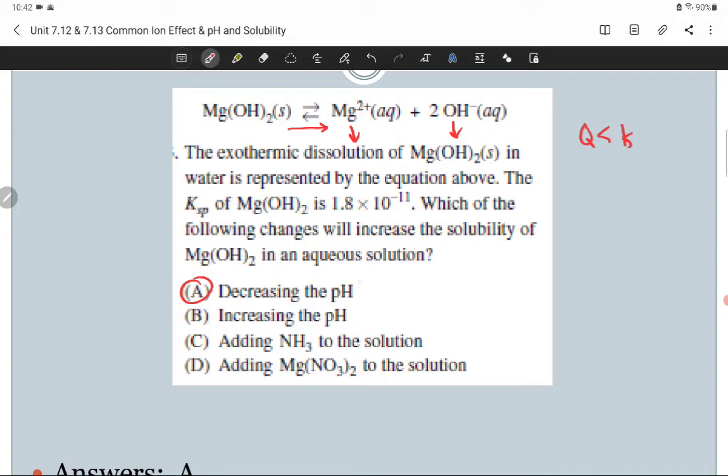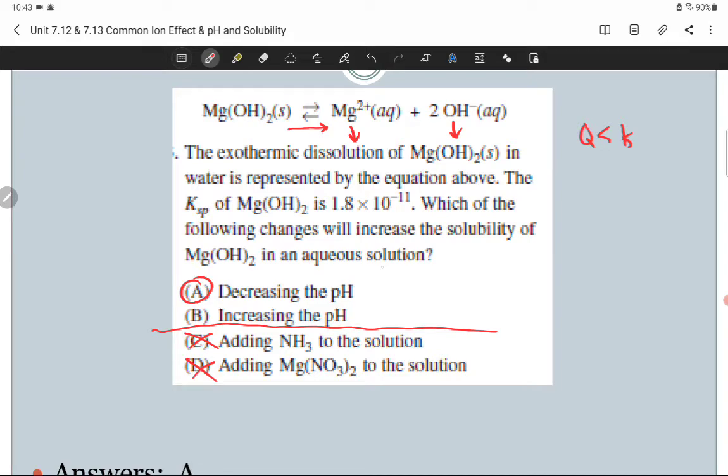And it looks like a couple of these things deal with pH. So let's see, including the right answer, by the way. Well, let's get rid of D. Adding magnesium nitrate, that's adding magnesium ions. That would actually make the reaction be less likely to dissolve magnesium hydroxide. Ammonia doesn't have anything to do with those items in the chemical reaction, so that's kind of a gibberish answer. So it's either increasing or decreasing pH.